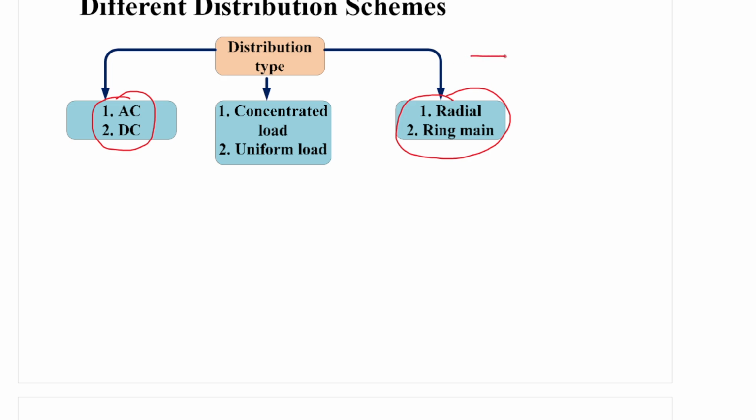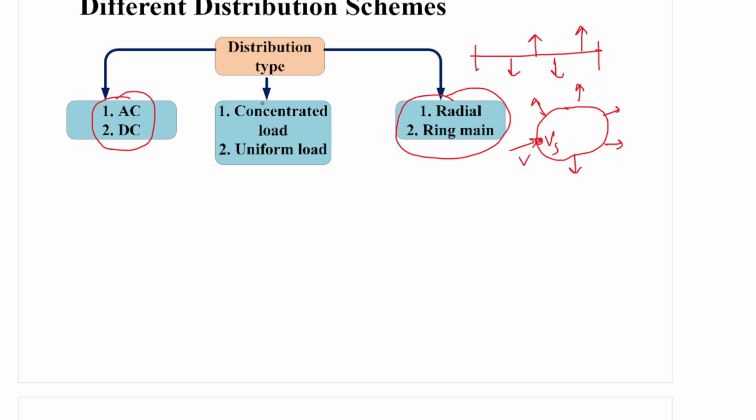Radial means a single conductor, from which several consumers are tapping. However, in ring main, we have a mesh-like structure, and from that mesh, several consumers are tapping like this. We have a supply at some point, this is the VS supply point, and from several other points, consumers are tapping.